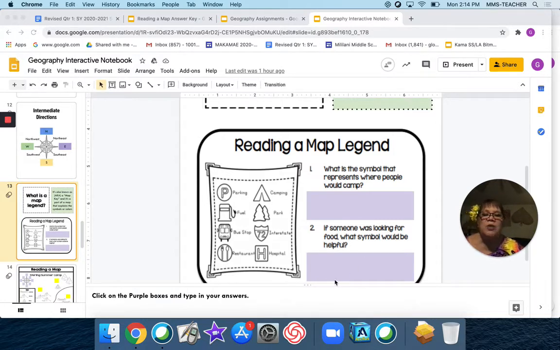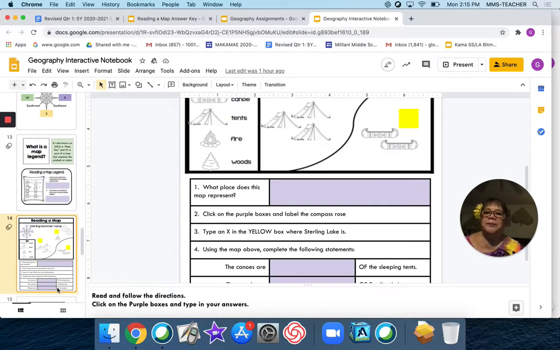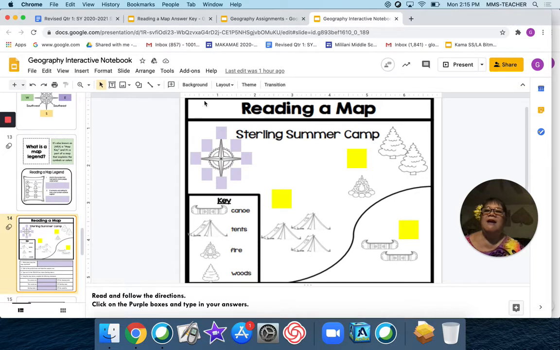So for today, you are going to be practicing looking at a map legend and reading a map. So if you go on to the next page, okay, on the next page, it's reading a map. It's showing you Sterling Summer Camp. So this is a picture of a compass rose. So you're going to fill in where the directions are on the compass rose. So we know up here would be north, down here would be south, west, and east, right?